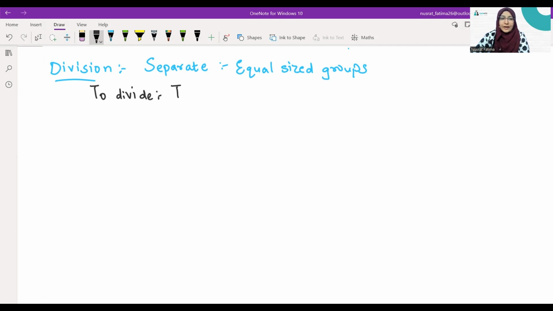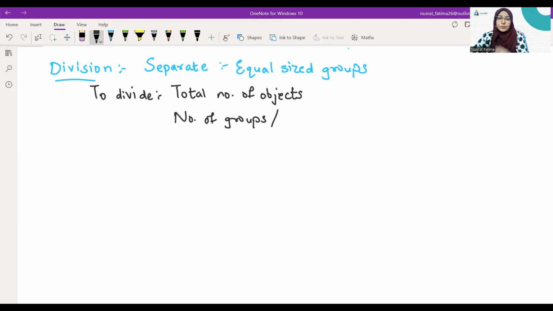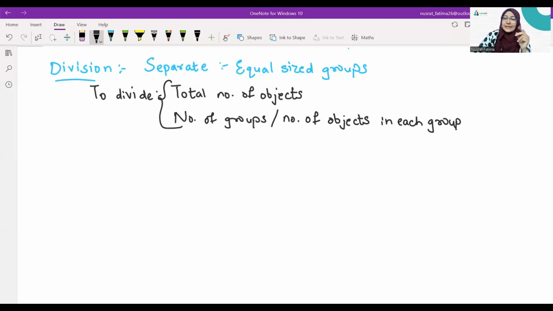We need to know, before dividing, the total number of objects. This is one thing that you require, a number, the total number of objects. And one more thing that you require for division is the number of groups that you need to make. Or else, if you don't know the number of groups, we need to know the number of objects that need to be there in each group. Yes. So if I know these two things, I can easily divide numbers.